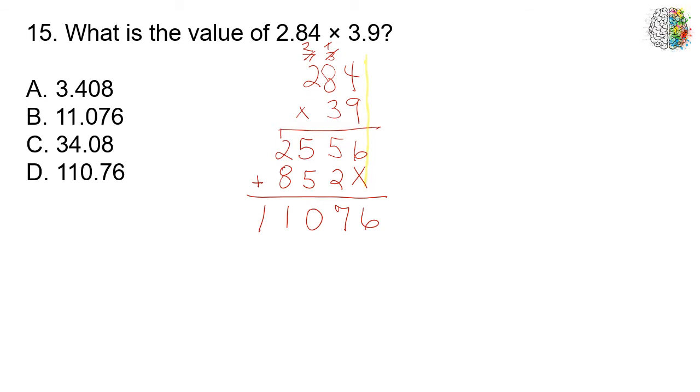And then with the decimals, you count the number of digits behind the decimal point. So I've got 2 from my first number, 1 from my second number. That gives me a total of 3 digits behind the decimal. So that means I'm going to start here at the right and go in 3 places. And that tells me where my decimal goes. So that tells me my answer is going to be B at 11.076.